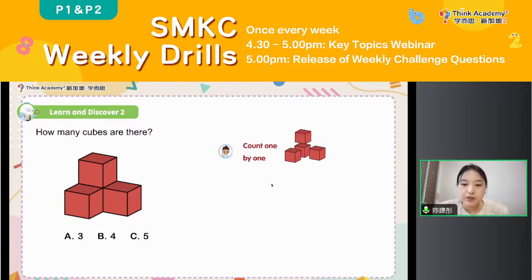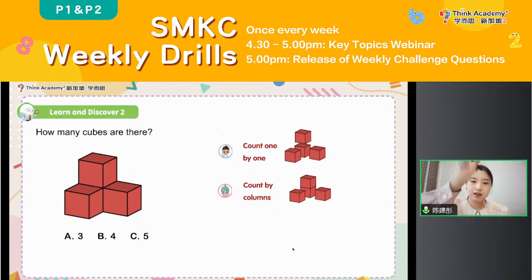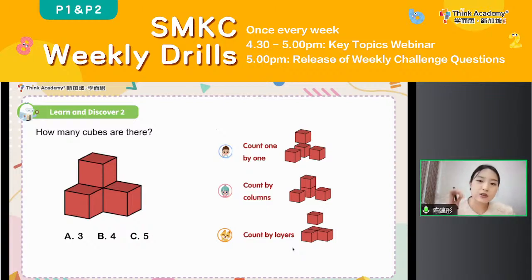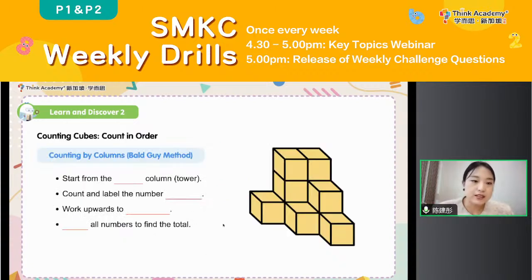So how can we count? Eddie says, probably we can count one by one. And April says, probably we can count by columns. Column means from top to down, right? And the doggy says, I want to count by layers. So everyone, let's see which one can be quite helpful. Let's try it together. If we count one by one, it is quite easy for us to get wrong, right? So probably we can just count in a smarter way.